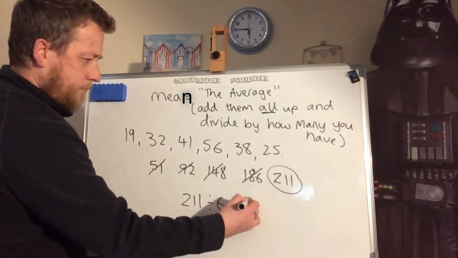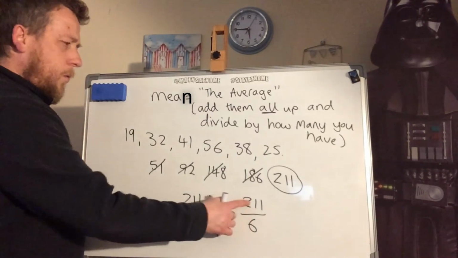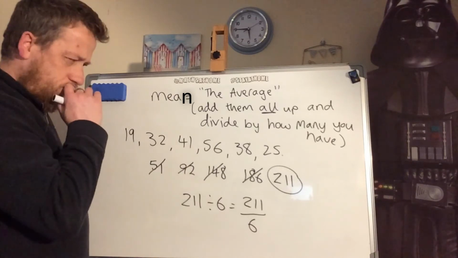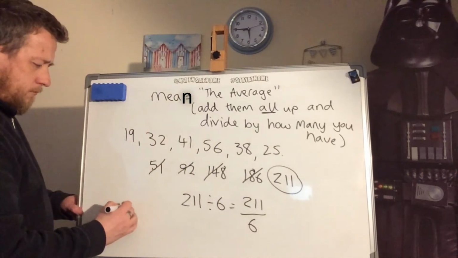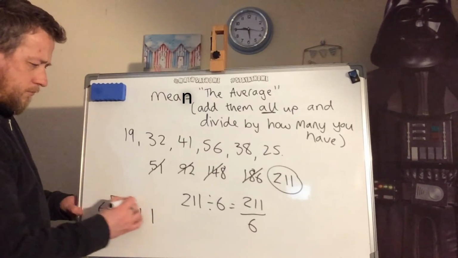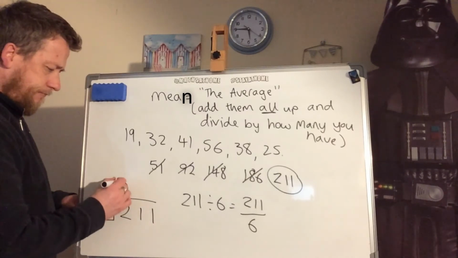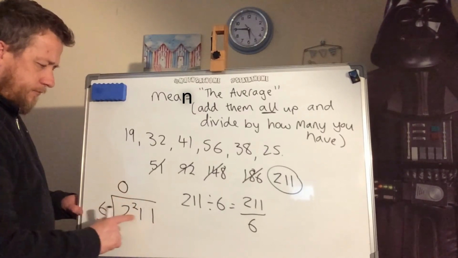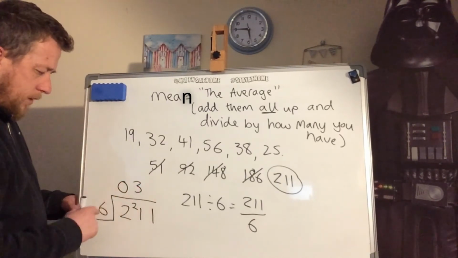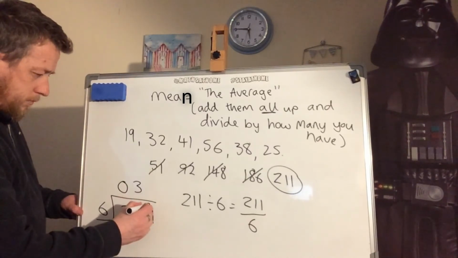So remember what I said last time, you can write a division as a fraction. Now this one isn't as simple as the last one, but how am I going to find out how many 6s are in 211? I see, let's do a bus stop short division. How many 6s in 2? No, you can't get any of those. Let's carry that 2 across. 6s in 21? 3. So we need to carry the 3 across.